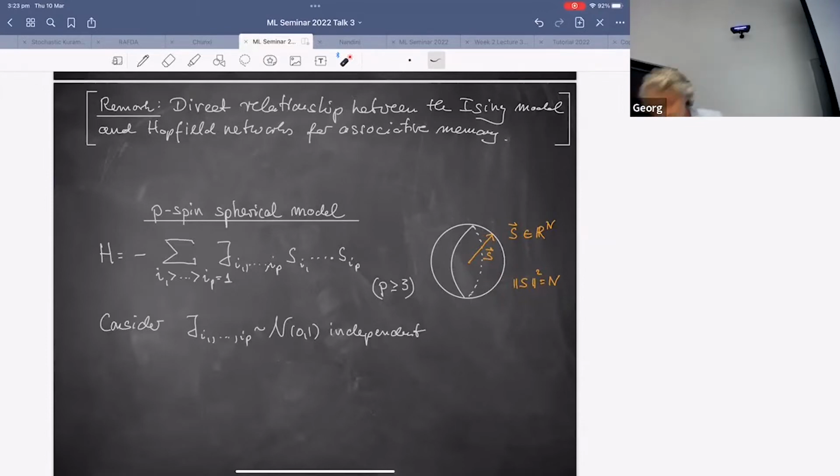And then when people analyze this, they say, okay, these interaction constants here are randomly chosen from a Gaussian. Okay, so that's a model, it has nothing to do with neural networks so far. And yes, the product is S_i1 times S_i2 times S_i3 up to S_ip. So there are p spins, and all subsets of p spins are interacting.